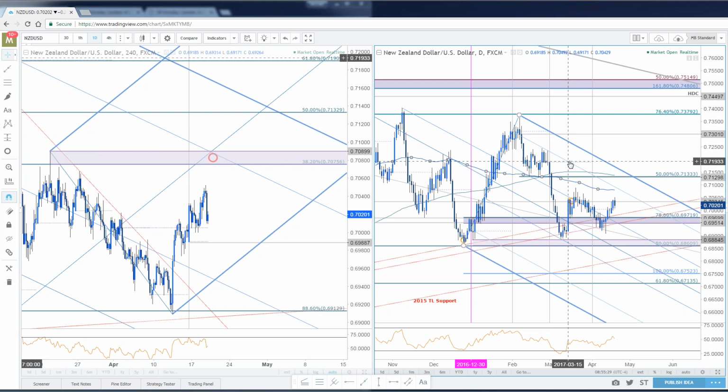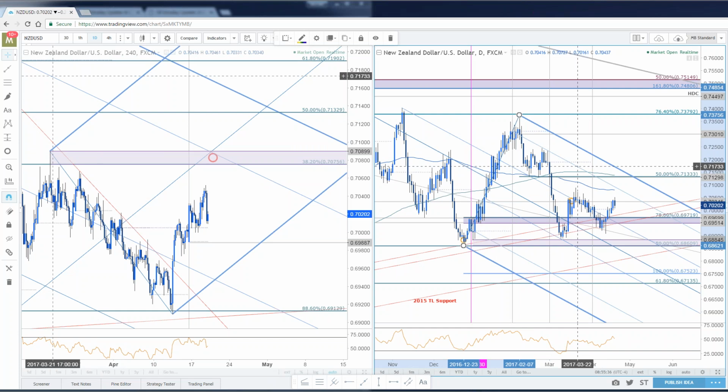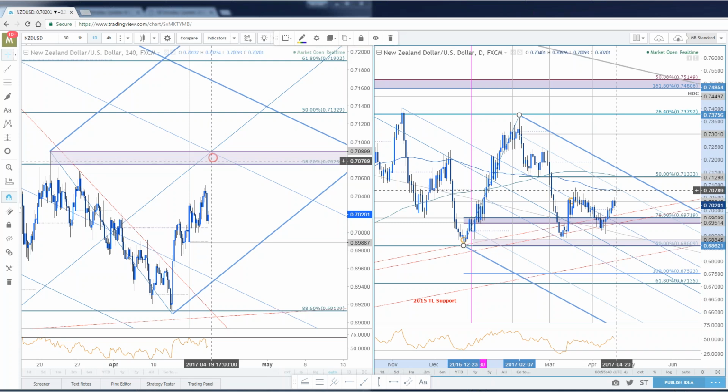Okay, and then this is the 618 line, oh, the 75% line. We talked about that yesterday, of the median line formation we've been following. So certainly everything's sort of mapping out pretty well for a tag of 70.80 to 70.75 before reversal. But at the end of the day, the market's going to do what it wants to do.